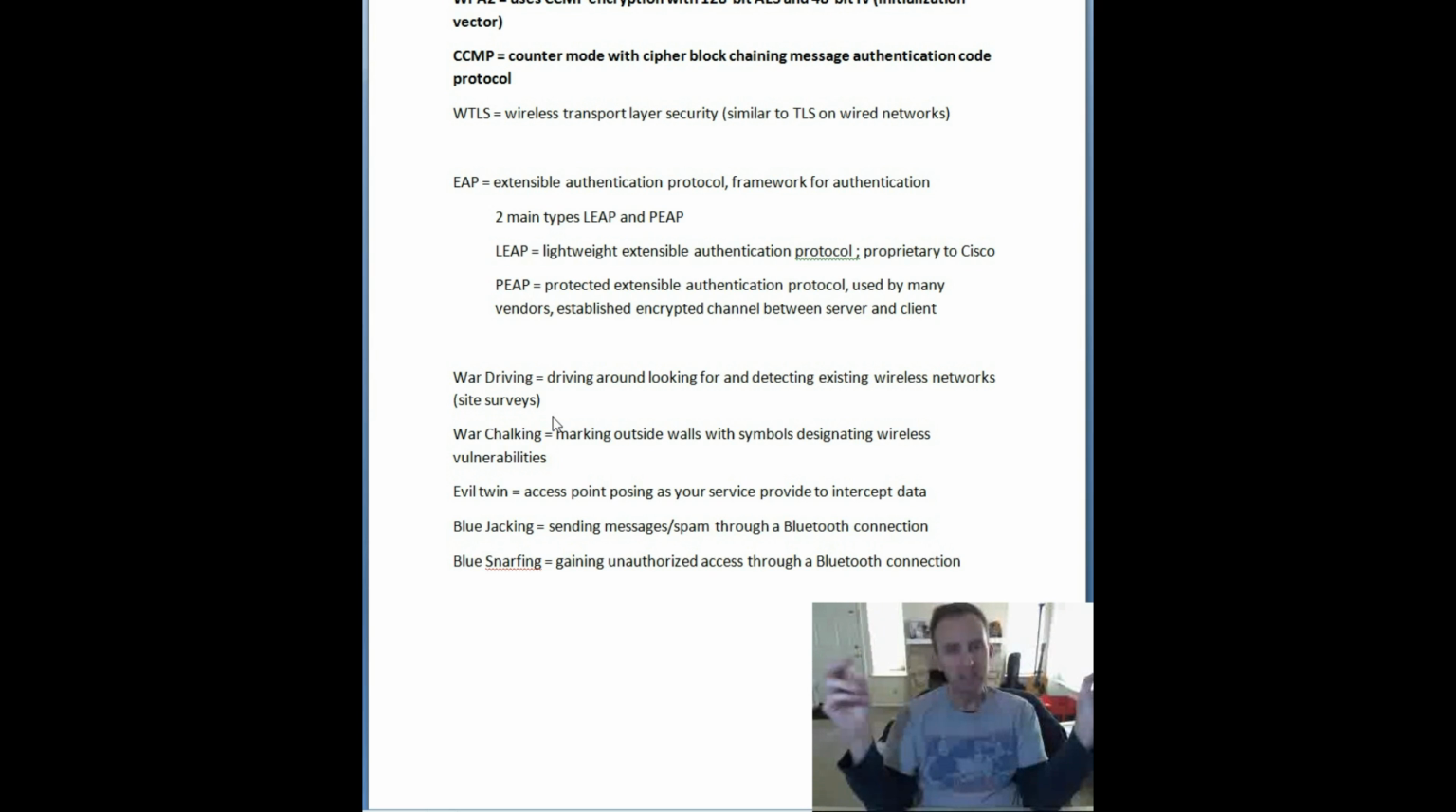Then you have an evil twin, which is when you set up an alternative access point and you pose as the real one. You basically mimic the ISP and try to trick people into going through your evil twin access point instead of the proper access point, so you can intercept and steal their data. Then finally, related to Bluetooth, you have bluejacking, which is basically just sending spam or unwanted messages over a Bluetooth connection, and bluesnarfing, which is gaining unauthorized access to a Bluetooth connection to steal data, files, things like that. That's a quick rundown.